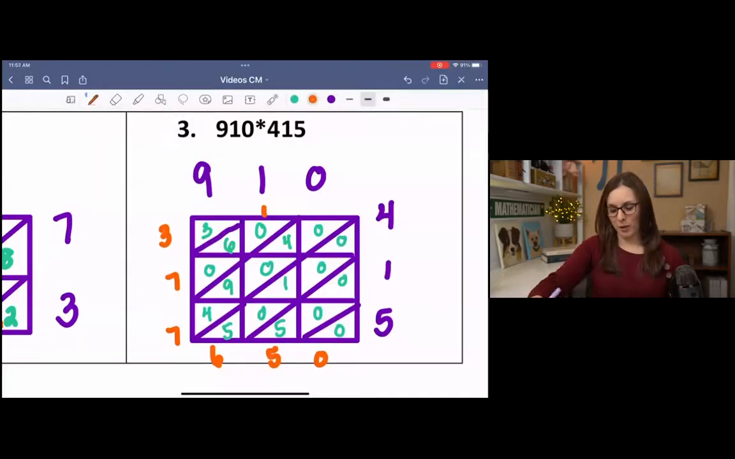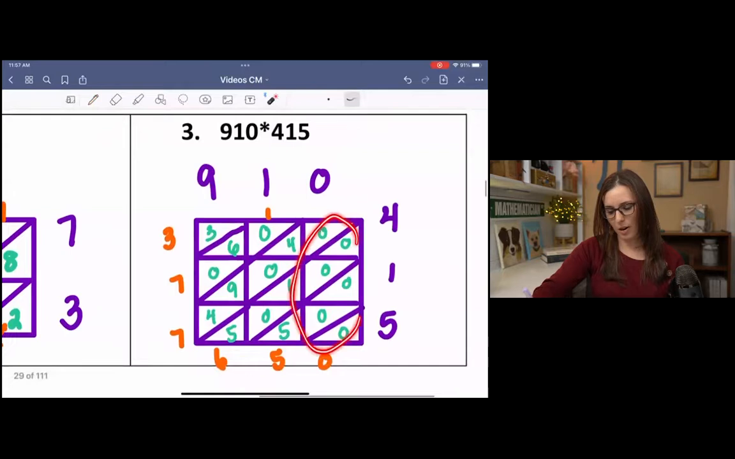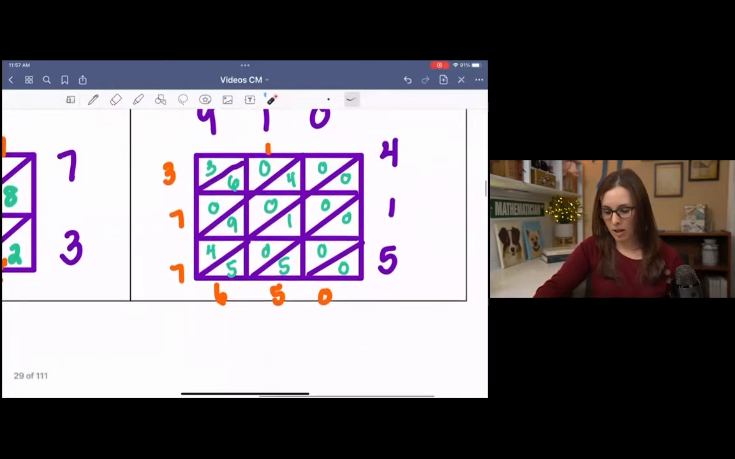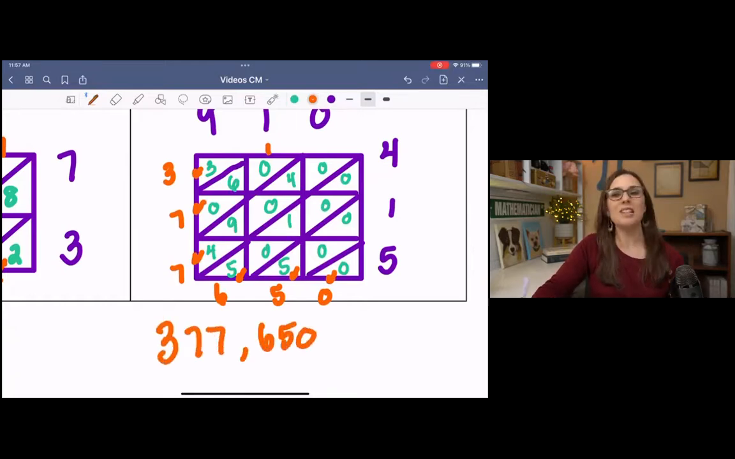This one was kind of fun because of the 0 there. It made this whole column zeros, which was really nice. And then this one, again, we had a bunch of zeros here, which made the addition really easy, thankfully. And then when you're adding down the diagonals, just make sure that you double check your addition there so you don't have to carry anything. You should have gotten 377,650.